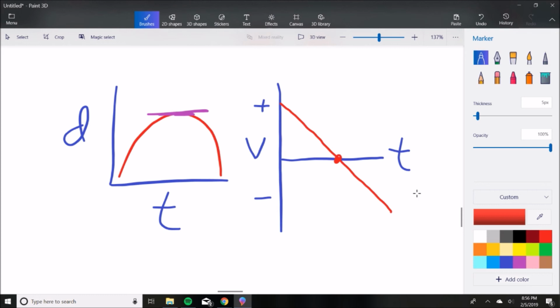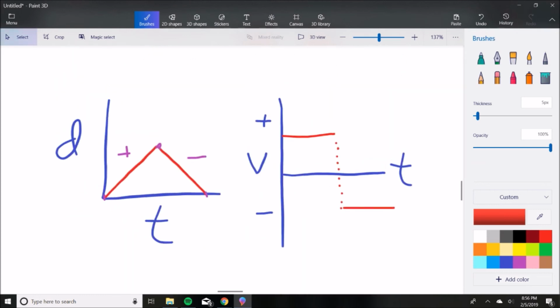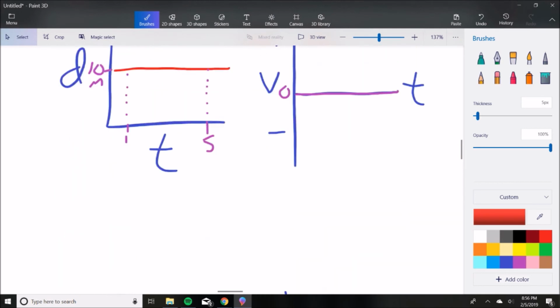So if you're able to take a displacement time graph and understand what the velocity time graph would look like, you're going to be very good on the test. So here's a view of each of them.